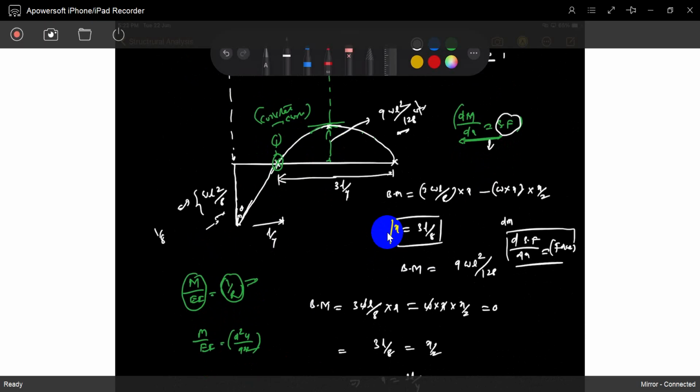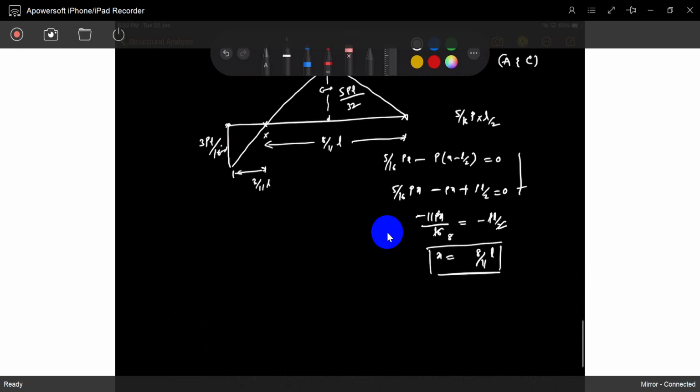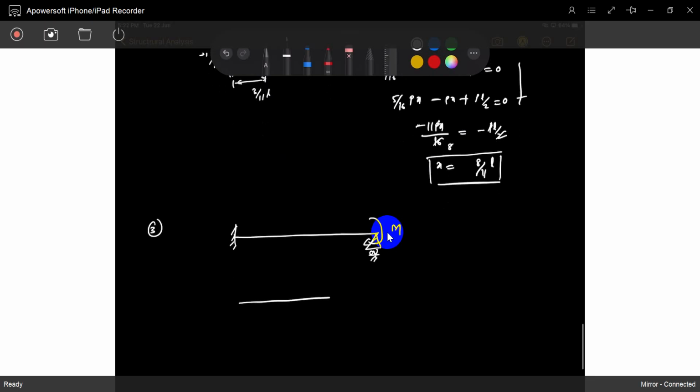So next I will solve once again one of the three theorems. I will put a concentrated moment here, and also a support. A concentrated moment. I will solve it easily, no problem at all. Say we apply a concentrated moment.